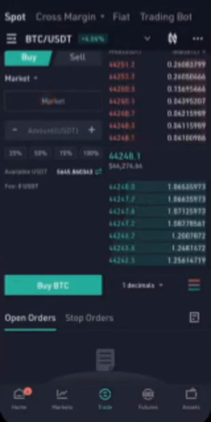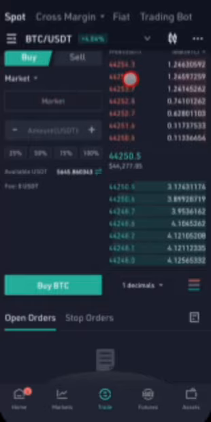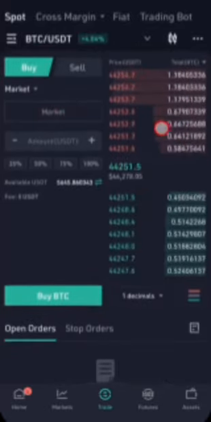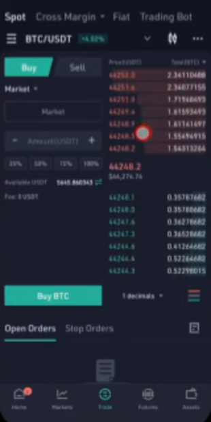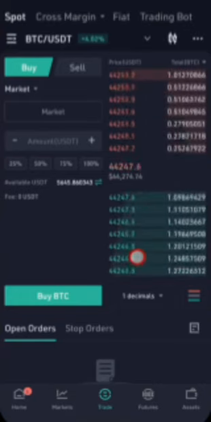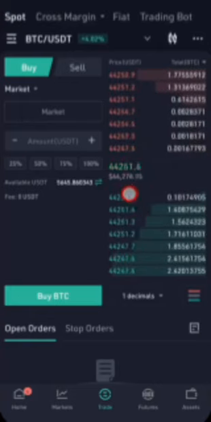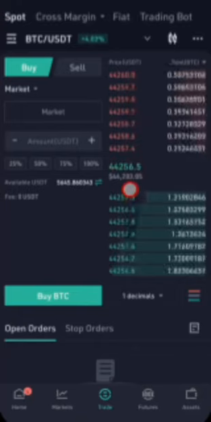Bitcoin in US dollars. And then here on the right side, you can see the order book. All the red numbers here are basically people wanting to sell Bitcoin at a specific price. And the green ones are people who want to buy Bitcoin at a specific price. Whenever these prices match, the trade will be carried out.